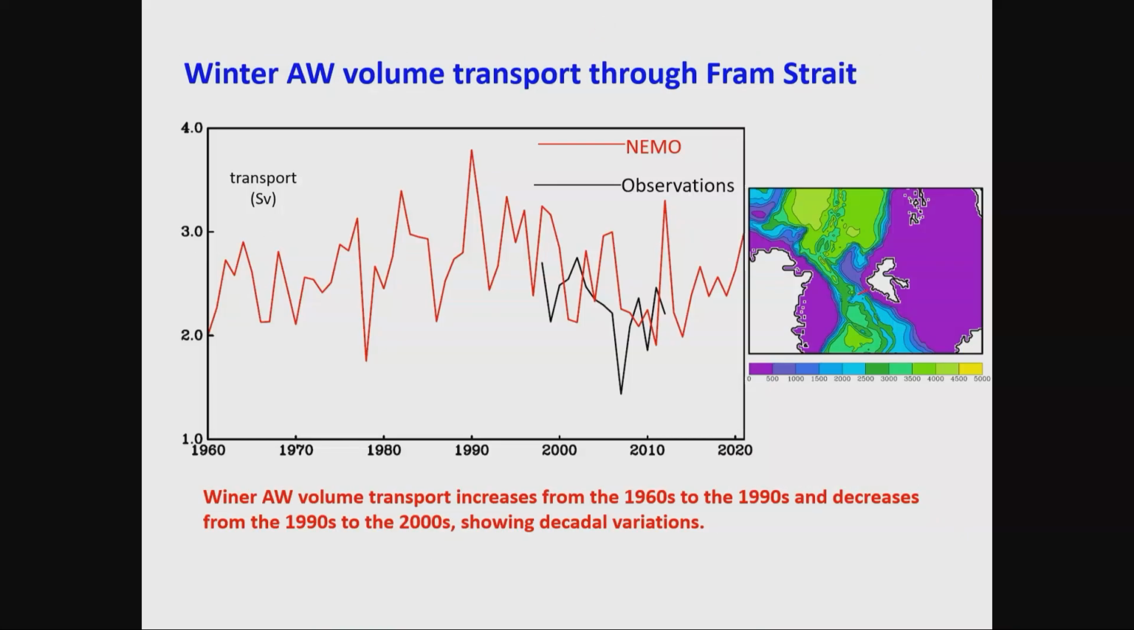Now I will talk about the winter Atlantic water volume transport. The red line is model simulations and the black line is observations. The transport increases from 1960 to the early 1990s, but it decreases afterwards, showing a significant decadal variation. The observations also show a decrease from 1998 to 2012 that is consistent with model simulations.